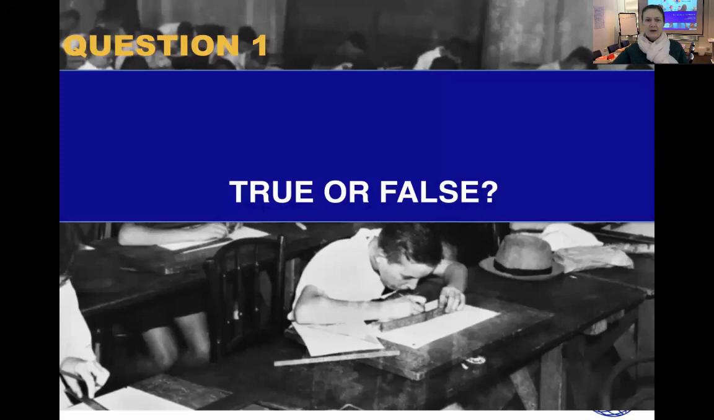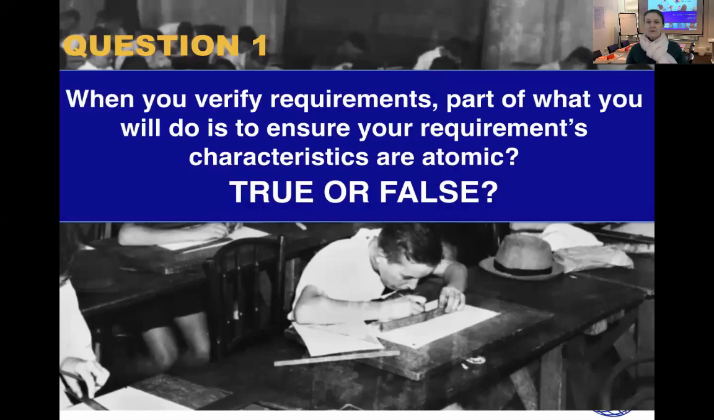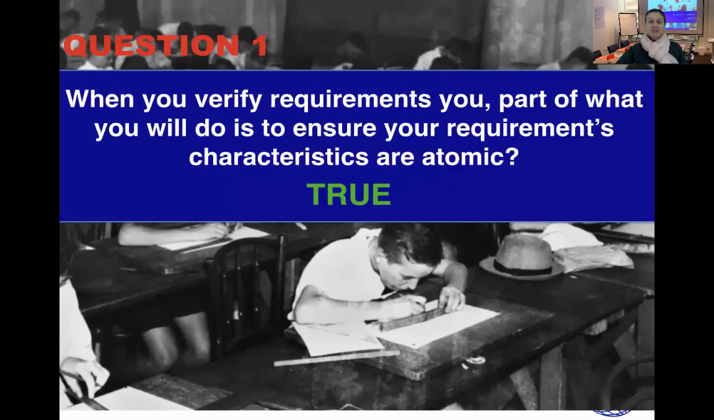Great, so question 1. When you verify requirements, part of what you will do is ensure your requirements characteristics are atomic. Is that true or false? 1, 2, 3. True, of course. We've just said atomic is one of the characteristics that every requirement should have.